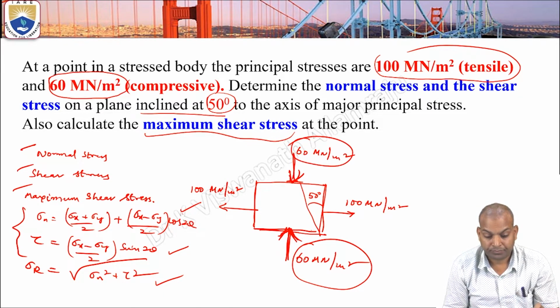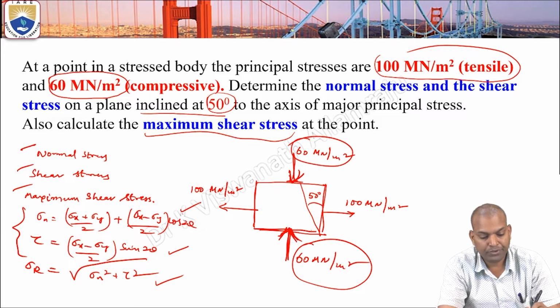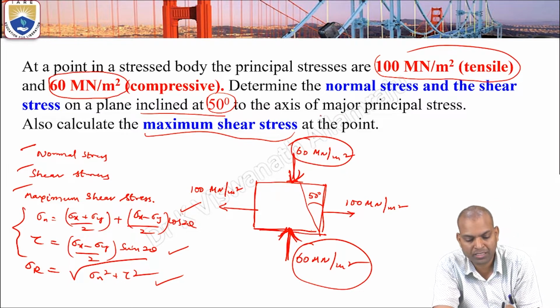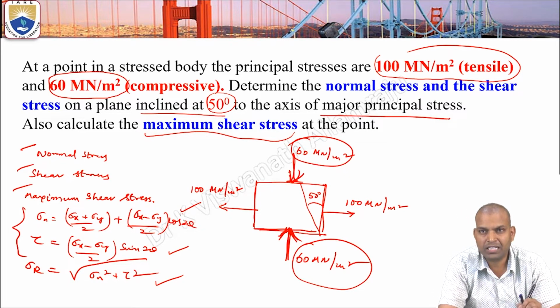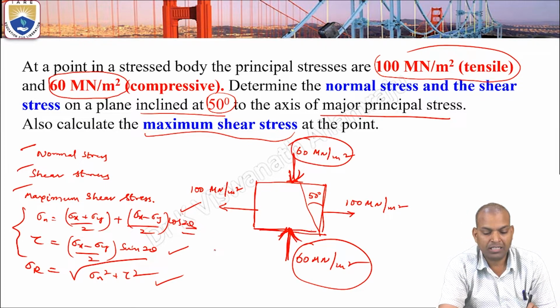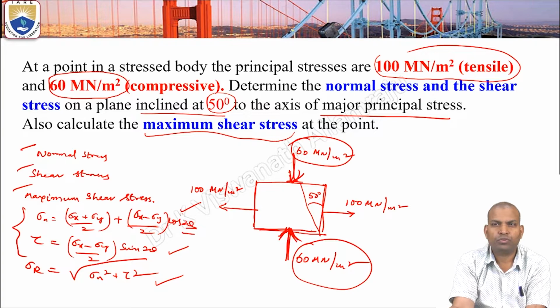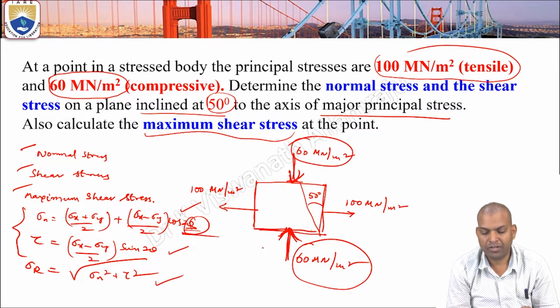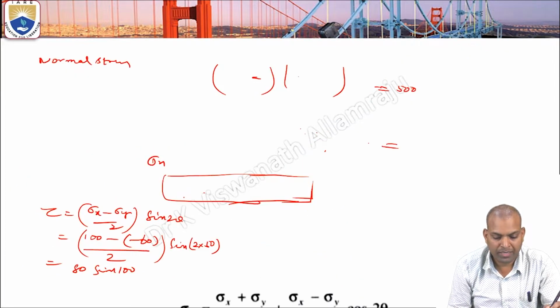Suppose the angle considered is 50 degrees, the angle of the plane inclined at 50 degrees to the major principal stress. Suppose this 50 degrees is to the axis of the minor principal stress, then how do we consider it? Here theta is the inclination of the plane to the axis of the major principal stress. But if the angle is given with the minor principal stress, then theta becomes 90 minus theta. You have to consider it in that manner.